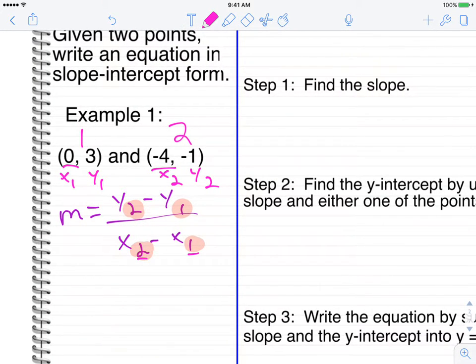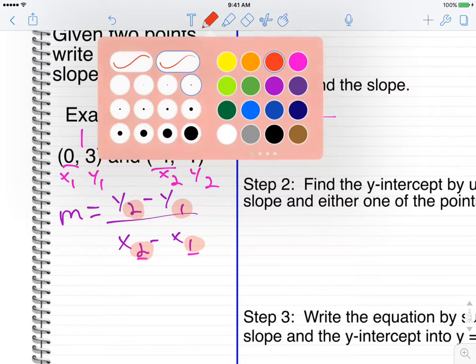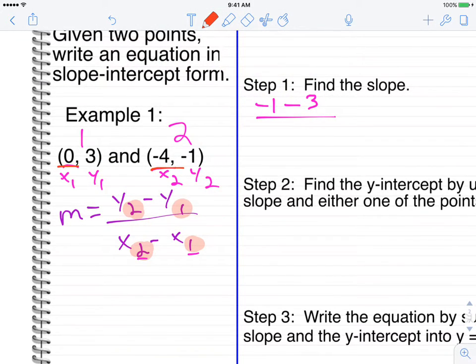So I am just going to use that information to find slope here. I'm going to take my y2 point, which is -1, and take away my y1 point, which is 3, and I'll divide that by my x points. I've got -4, which is my x2 point, and I'm going to take away 0. You can either plug that whole thing into your calculator or take it piece by piece. So -1 take away 3 would be -4, and -4 take away 0 would be -4. So my slope here ends up being 1.